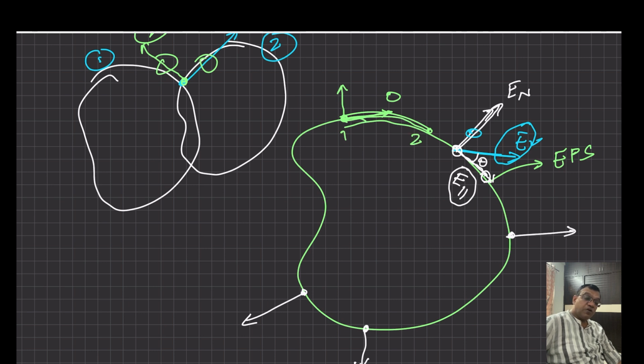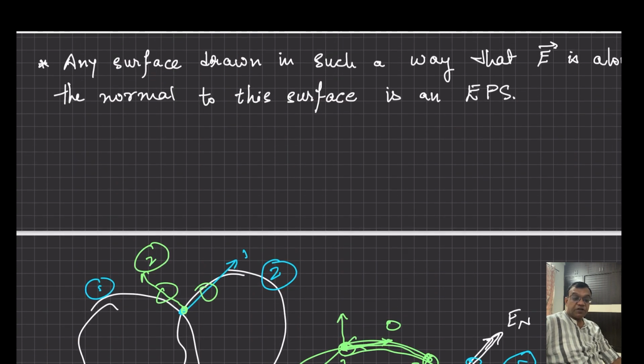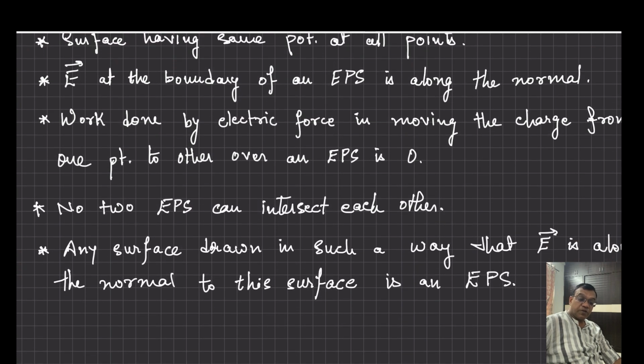0. It can also be told in terms of the potential. Work done by the electric force is equal to minus Q (V2 minus V1), or V1 minus V2, whatever it is. Now, on the equipotential surface these two are the same, so the potential difference becomes 0, and then the work done by the electric force is also 0. So work done by the electric force in moving a charged particle from one point to another over an equipotential surface is 0.